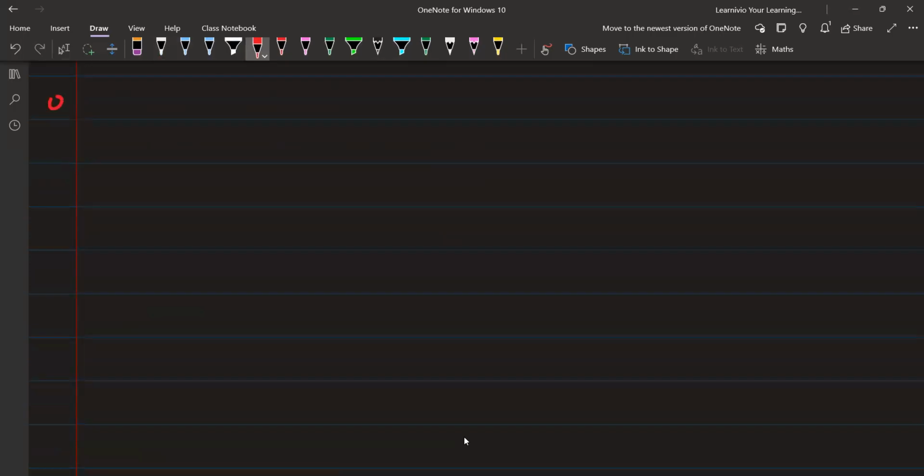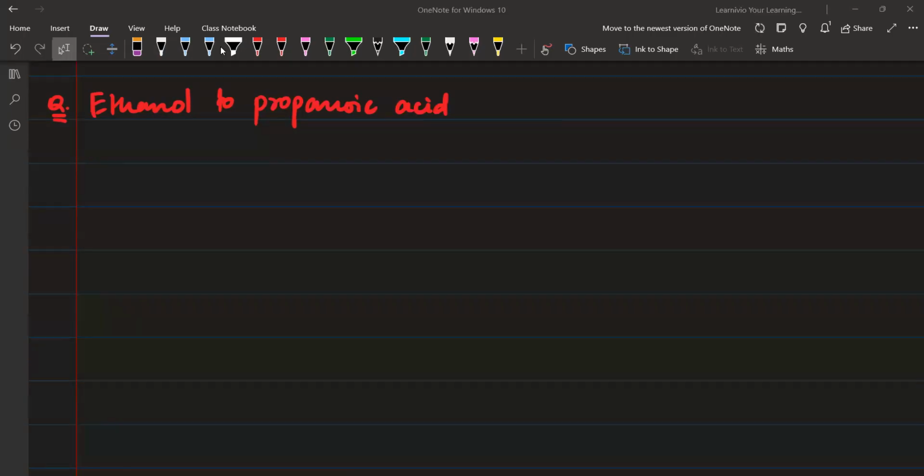Write a question on conversion. How will you convert ethanol to propanoic acid? Try it. If you can do this, well and good. If not, then I will show how to do this.